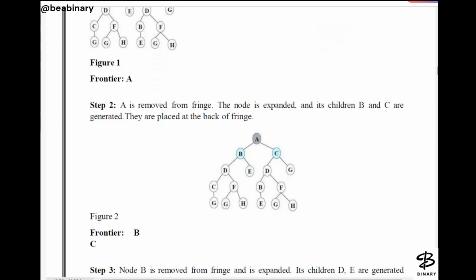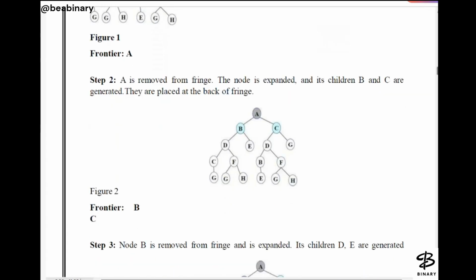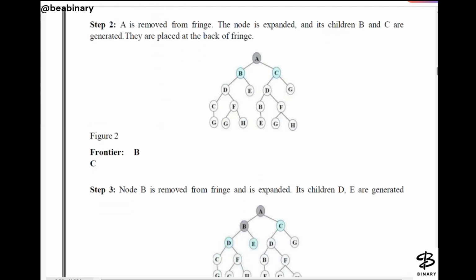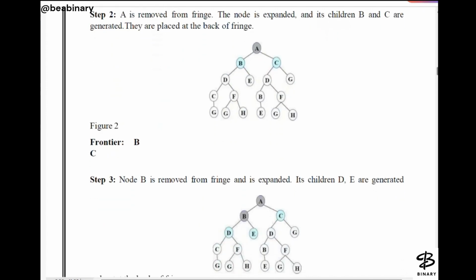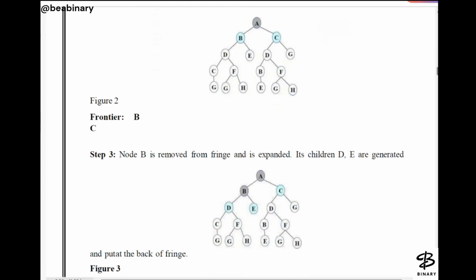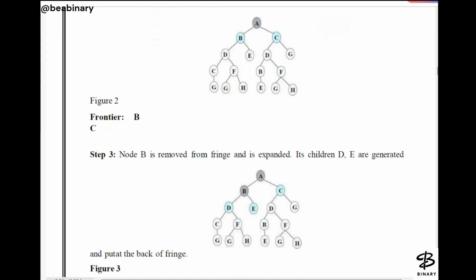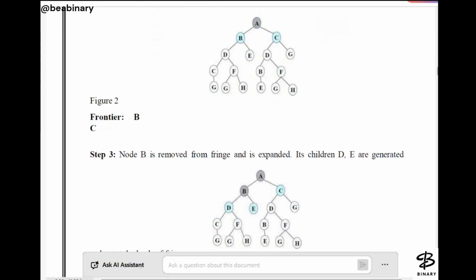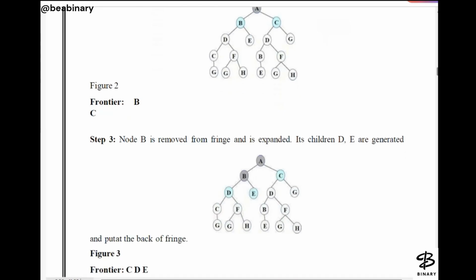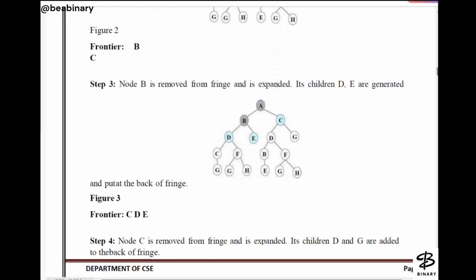So first the root node A is expanded to B and C, and B and C are generated. They are placed at the back of the fringe, and the frontier is now B and C. Now you need to expand B first and then C. So node B is removed from the fringe and is expanded. After expanding, you have D and E, right? D and E are generated and put at the back of the fringe. So in figure 3, you are seeing the frontier is now C, D, E, right?